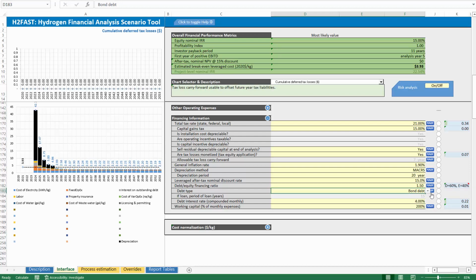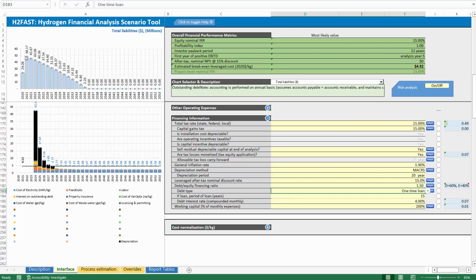In terms of debt, we have 2 different types. One is a one-time loan. If you want to see the principal of the investment decrease over time, you would specify one-time loan.